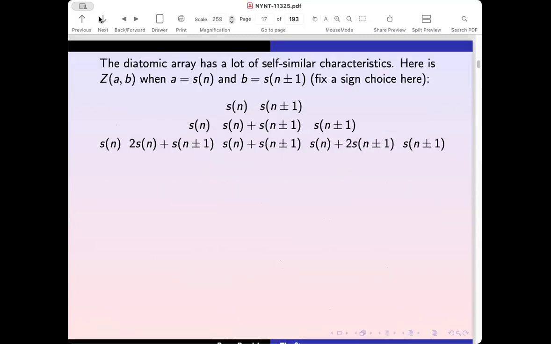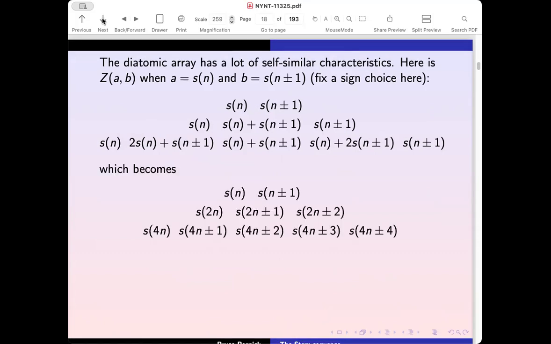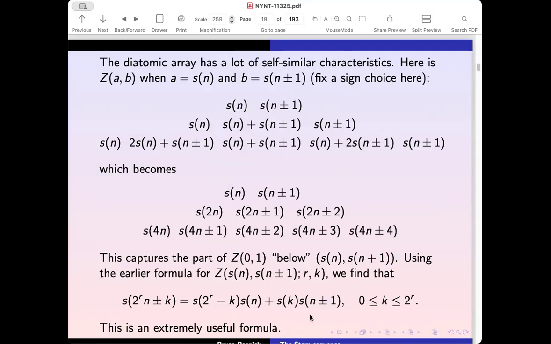There's a lot of self-similarity in the diatomic array. If you started with S of n and S of n plus or minus 1 and kept going, you would get the sequence that goes from 2 to the r times n to 2 to the r times n plus or minus 1. And this leads to an extremely useful recurrence that also can help you calculate S of n quickly.